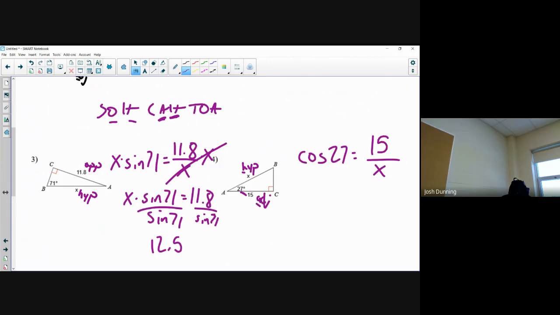Well, it's one of the extra step ones again. X landed on the bottom. So we'll multiply by X. Then we'll divide by that cosine. Just type it in. 15 divide by cosine 27. 16.83, so 16.8.